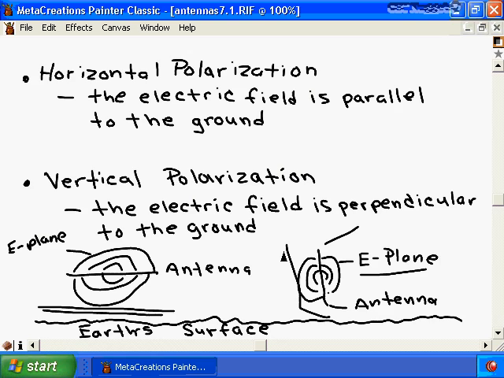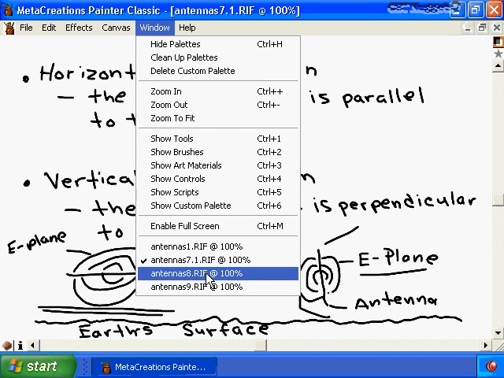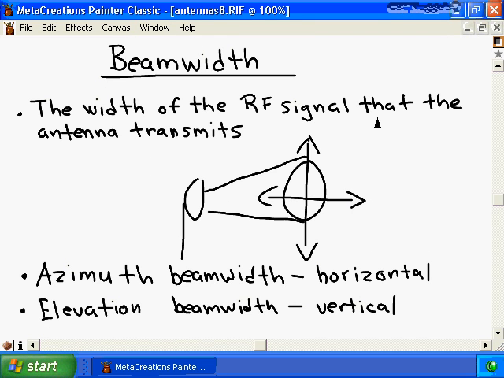Now, in addition to the horizontal and vertical polarization of a wireless antenna, we also have to take into account the radiation pattern on a horizontal and vertical level as well. Let's bring up another whiteboard and learn more about this. Now, the beam width is really just the width of the radio frequency signal that the antenna transmits, both on the horizontal plane and on the vertical plane.